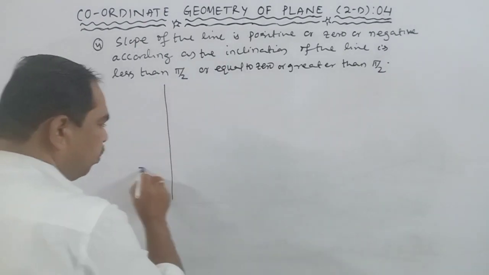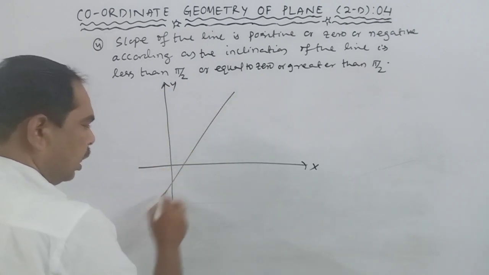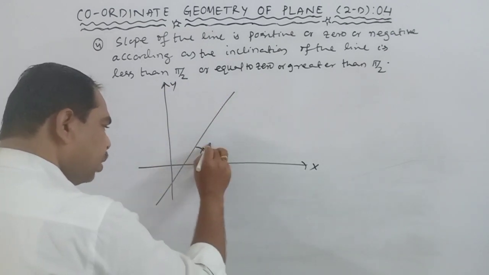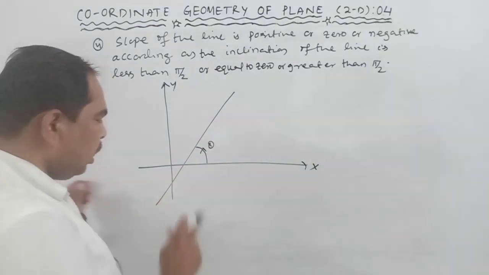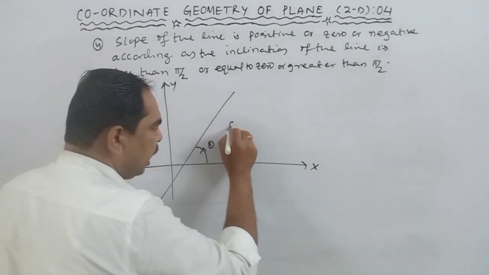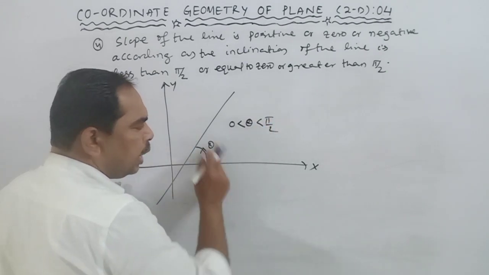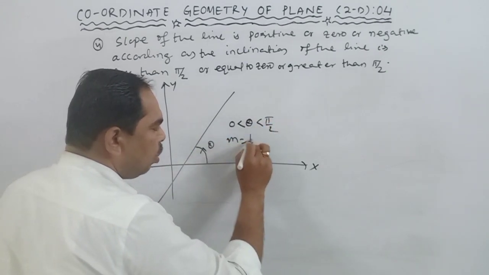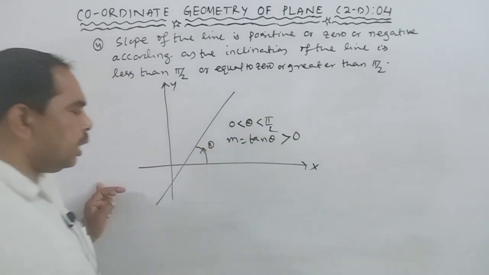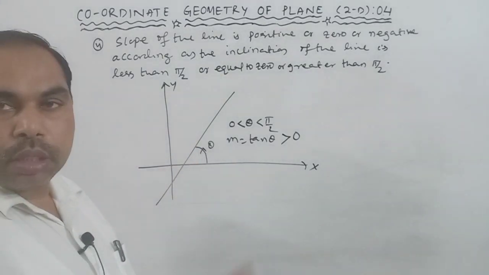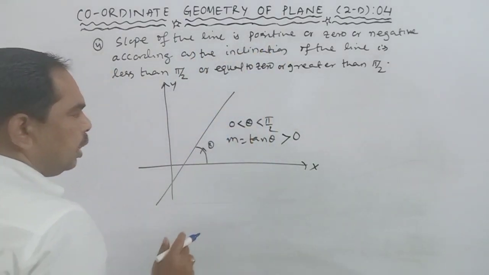This is the x axis, this one the y axis, this is a line making theta degree from the positive x axis in the positive sense. This is the inclination theta. So here theta lies between 0 and pi by 2 because this angle is acute. So m is equal to tan theta, which means the slope is greater than 0. In this case, the slope is positive. This is the first case.